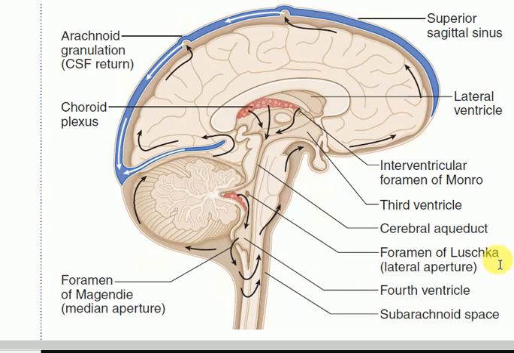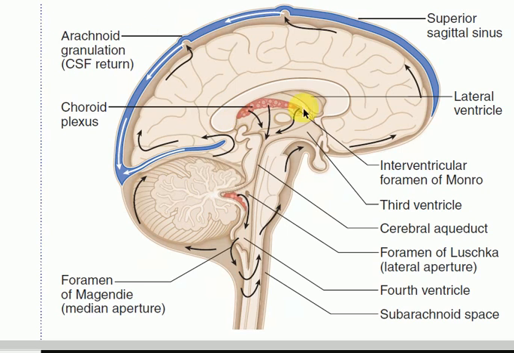They are the two foramina of Luschka, which are present in the lateral part of the fourth ventricle, and the CSF can get out from there into the subarachnoid space, and one foramen of Magendie, which is shown right over here. There are two of those foramina of Luschka, and it's at these points that the CSF can get out from the ventricles into the subarachnoid space.